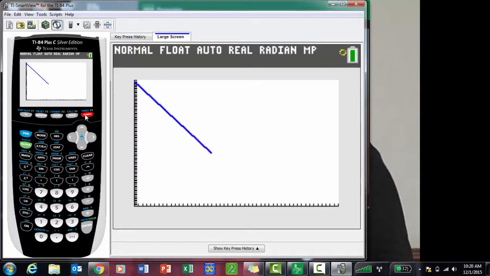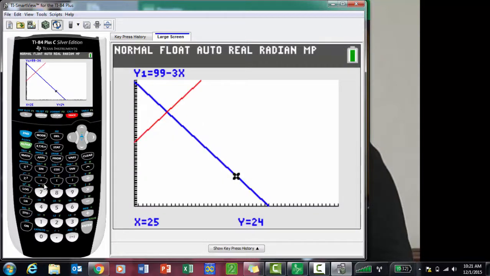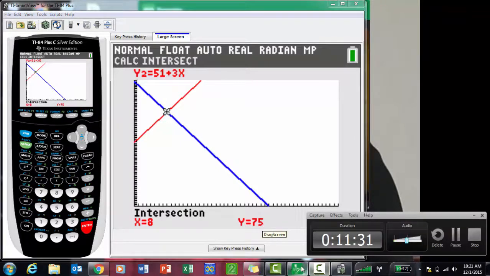Now you can see there's 99 minus 3x, there's 51 plus 3x, and we're going to go second calc intersect, choice 5. Oops, it didn't give me that option. Second calc, choice 5. Enter 3 times. And I can see that they cross at 8, which is how many homework assignments they'll be equal, and 75 is the number of points that will make them equal.